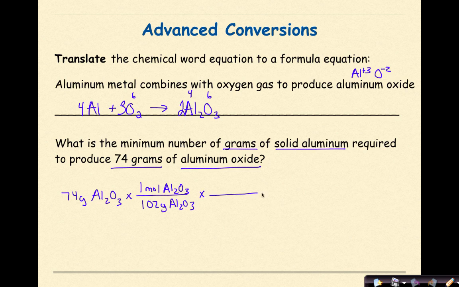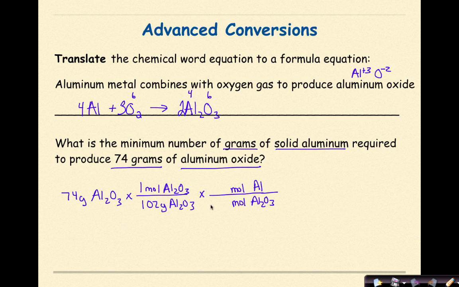Multiplication sign and a line. But I don't want moles of Al2O3. I want moles of aluminum. So again, I'm going to take my units from the top and put them on the bottom so they can cancel out. Moles of Al2O3. I want moles of aluminum.